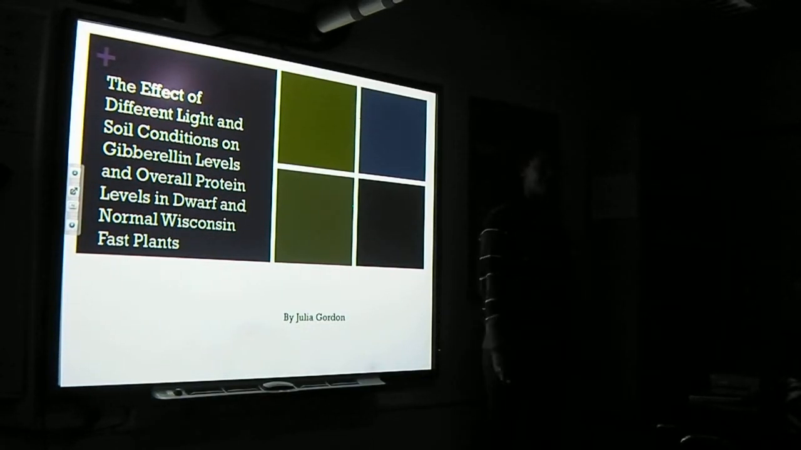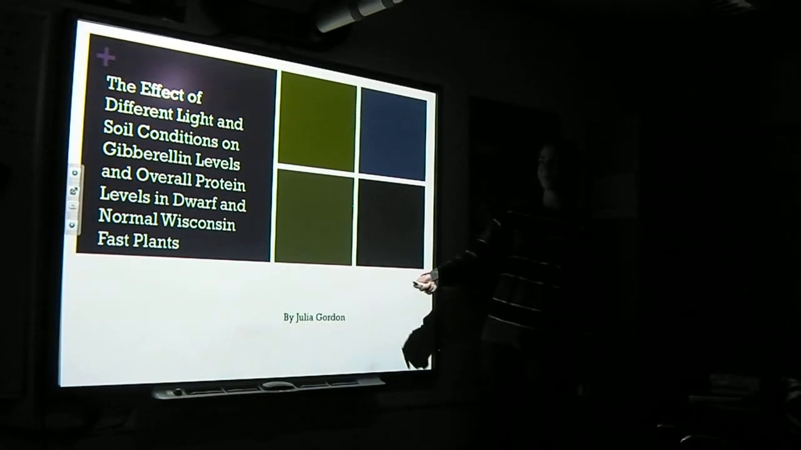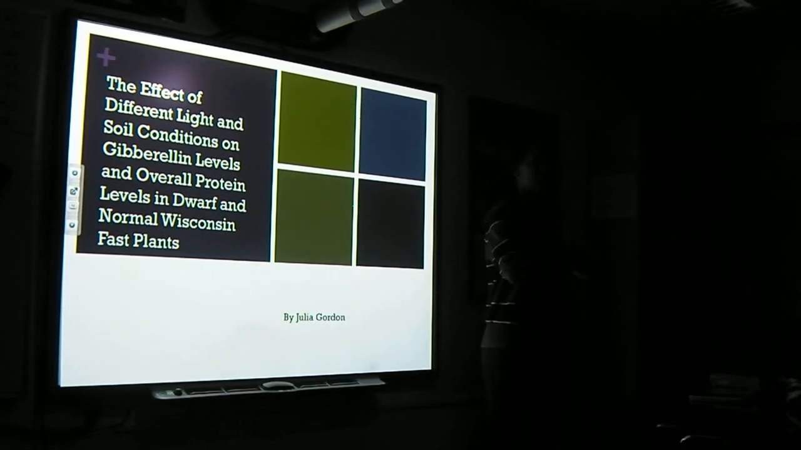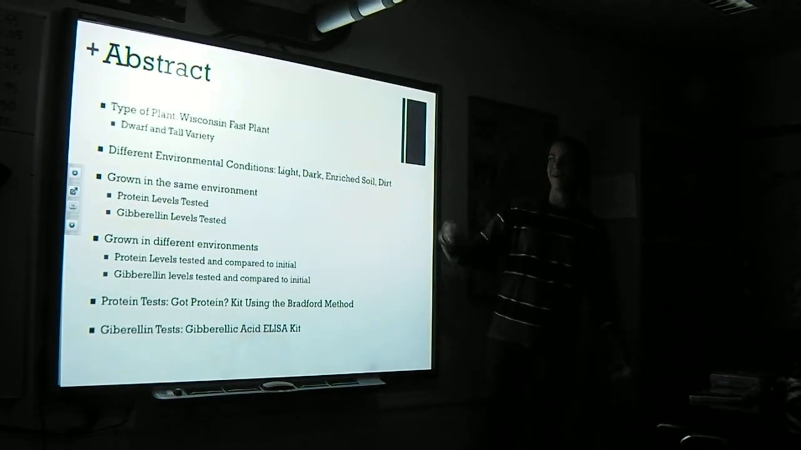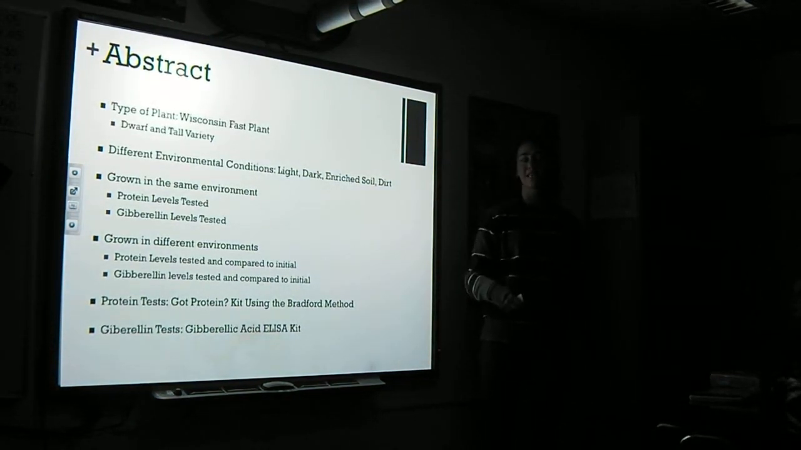in dwarf and normal Wisconsin fast plants. So just quickly, gibberellin is a growth hormone in plants. It's a protein. So my abstract is the type of plant that I'm using is a Wisconsin fast plant, and I'm using a dwarf variety and a tall variety, which is just the normal heighted variety.